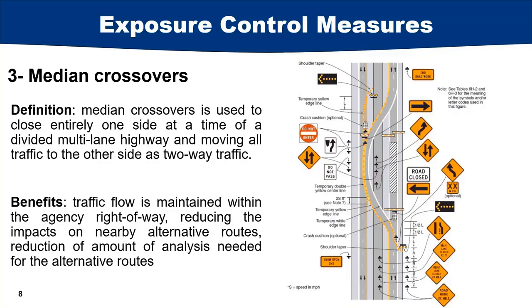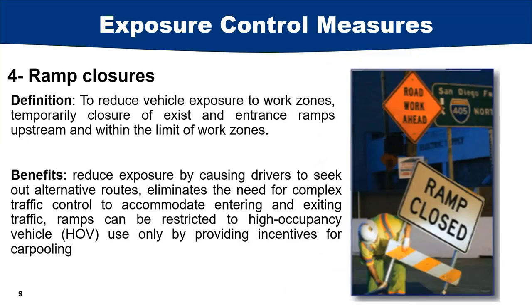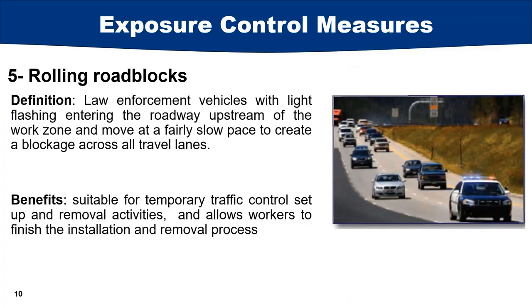Ramp closures. Anytime you close a ramp, you reduce the number of vehicles that are on the roads, and therefore you reduce the roadside safety hazard. Rolling roadblocks is where you have law enforcement vehicles with lights flashing entering the roadway upstream of the work zone and moving at a fairly slow pace to create a blockage across the travel lane. And it's mainly suitable for temporary traffic control situations.